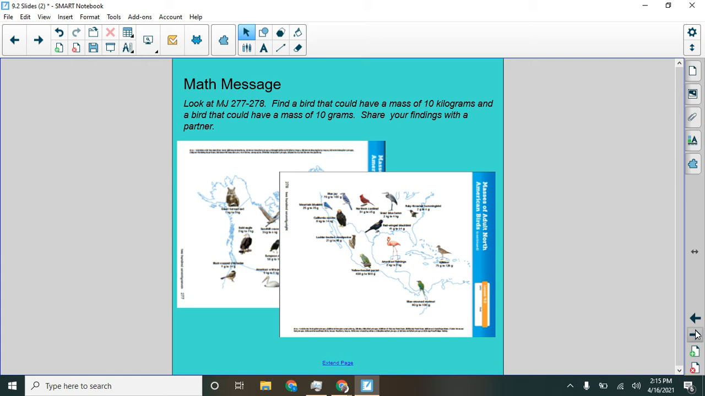All right, you have two jobs here. The first is to find a bird that could have a mass of 10 kilograms. Okay, so look around. This is kind of a lot. 10 kilograms. What bird? What is a bird you see that could have a mass of 10 kilograms? And what about 10 grams, right? So this is going to be just the G, not the kg, 10 grams.